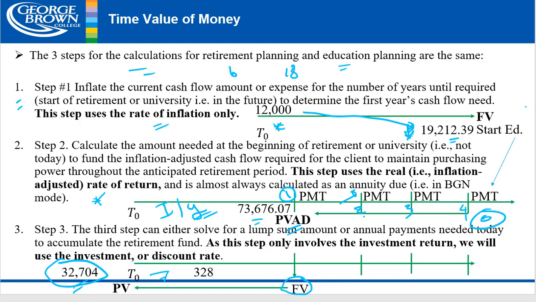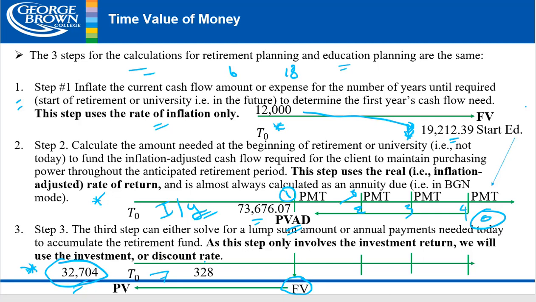I'm going to be able to make payments 2, 3, and 4. At that time, I'm going to have nothing left. So if I have $32,704 today, using all those assumptions, I'm going to be good. I have funded my child's education should anything happen to me.